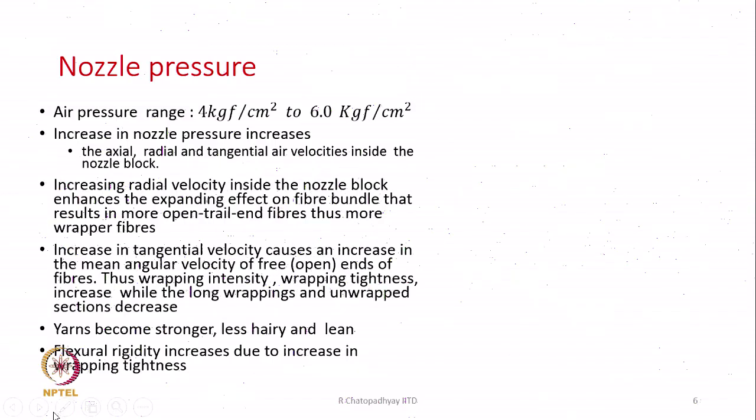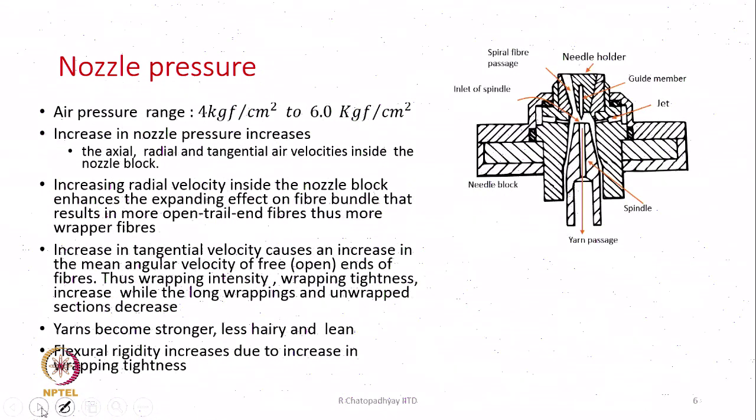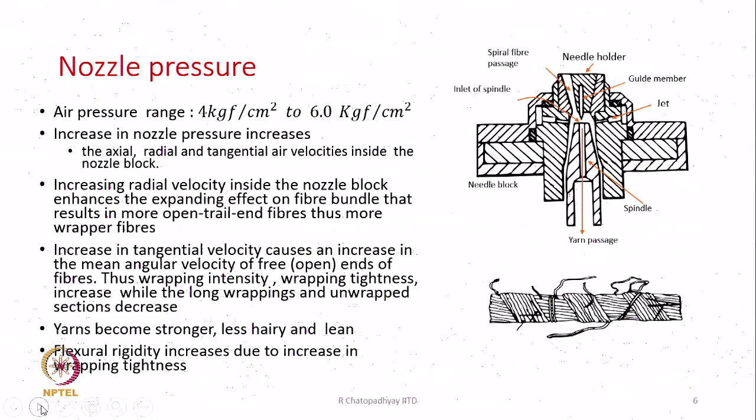Now, we go to one of the most important parameters, that is nozzle pressure. So, if the pressure is increased, the velocity of the air which is entering the nozzle is also going to increase. Typically, air pressure ranges between 4 kg force per centimeter square to 6 kg force per centimeter square. So, increase in nozzle pressure will increase the axial, radial and tangential air velocities inside the nozzle block.